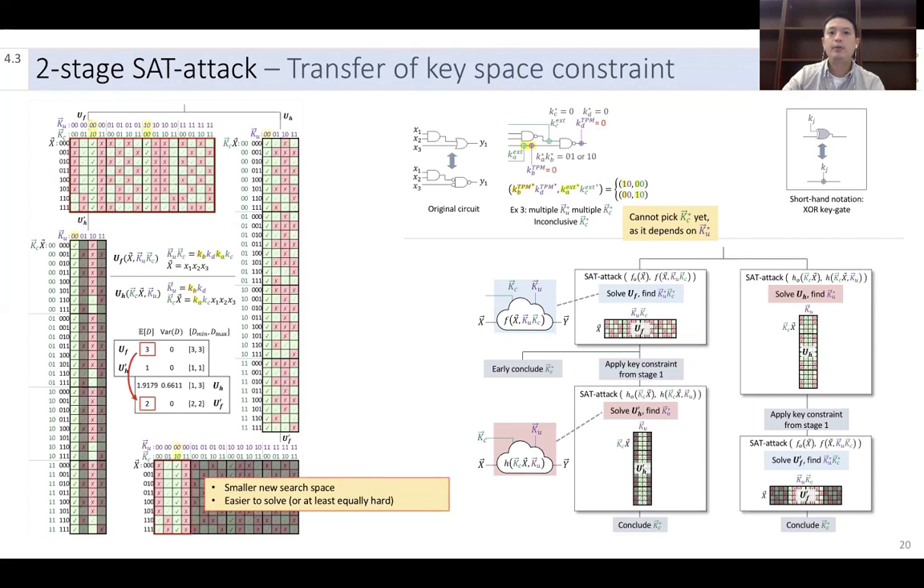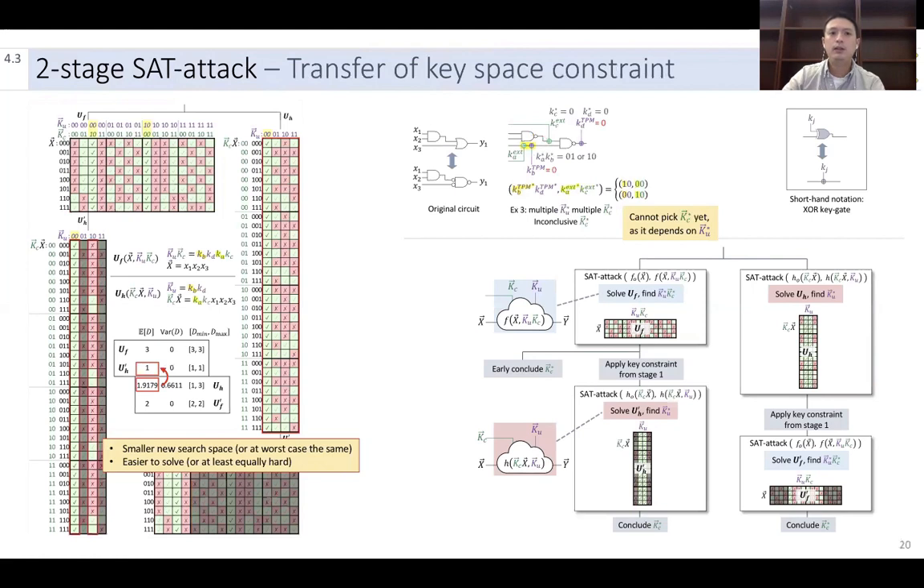The new space UF prime is smaller and is easier to solve, or at least equally hard, as can be seen from the smaller expected number of dips, ED value. Similarly, the reduced search space UH prime is also possibly smaller, although in some cases, UH prime can be the same as UH, which we will see in the next section.